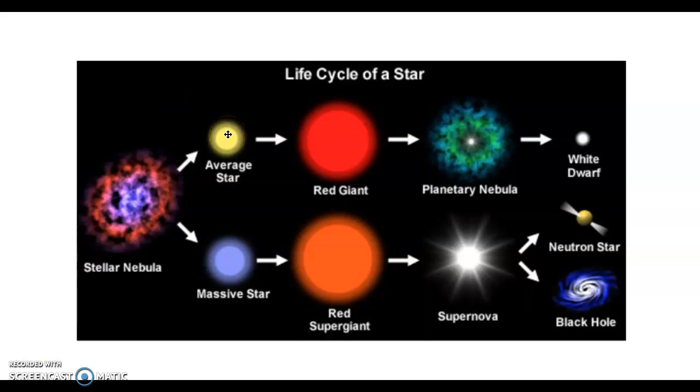The star spends most of its time as an average or massive star shining. So this is where our sun is at the moment. We call this a main sequence. It's in the middle of its life, and so it's stable. How does it get here, and how does it stay stable?